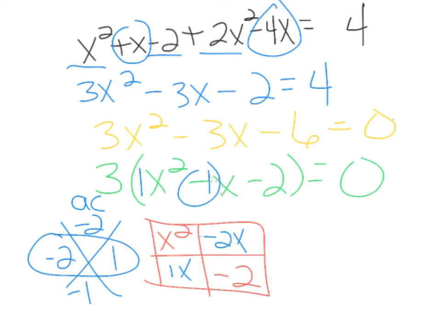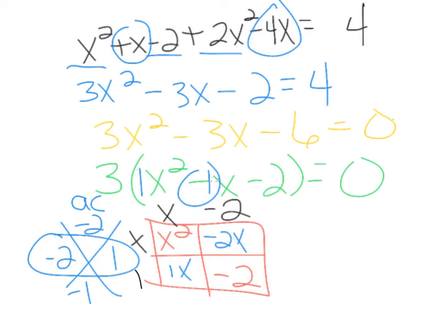Now I'm going to look at the greatest common factors of each vertical and horizontal pair of numbers. Between x squared and 1x, my greatest common factor is x. Between negative 2x and negative 2, my greatest common factor is negative 2. Between x squared and negative 2x, my greatest common factor is x. And between 1x and negative 2, my greatest common factor is 1.